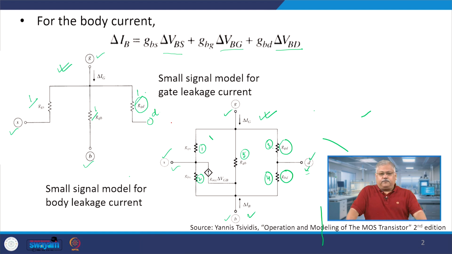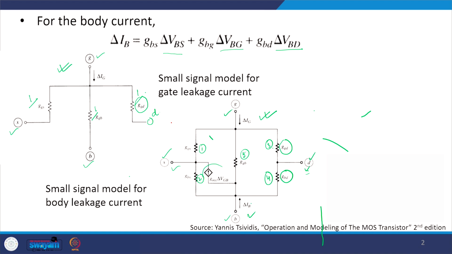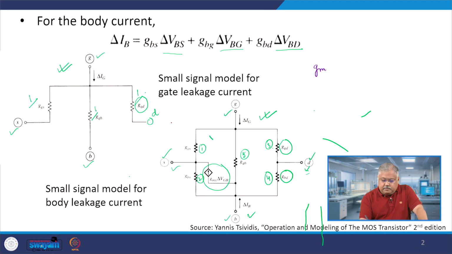Now, if you take the small signal for body leakage, then the body leakage component is given by this quantity, GMX del VGB. This component GMX times del VGB will give you the value of the gate to bulk current. GMX means you will have either GM or GMB coming into the picture, either the gate side or the bulk side.